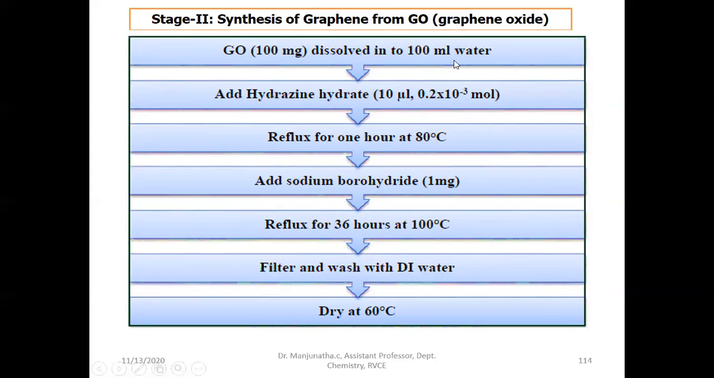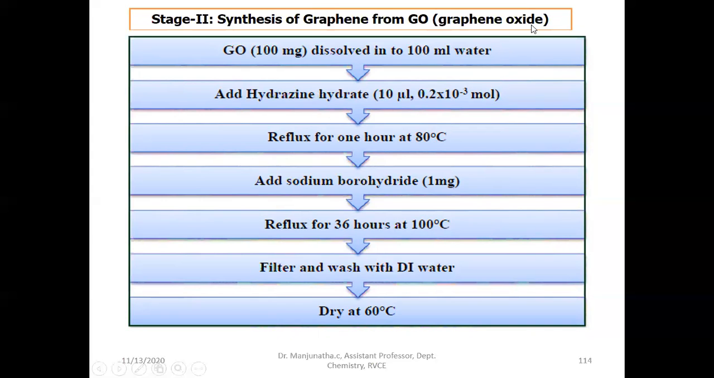The graphene oxide solution is first dissolved in water. Then using hydrazine nitrate, a slight reducing agent, you need to reflux for 1 hour at 80 degrees centigrade. Then you should add a strong reducing agent, that is sodium borohydride. Add it slowly because it is highly explosive. After adding 1 milligram of sodium borohydride, you need to reflux that solution for about 36 hours at 100 degrees centigrade.